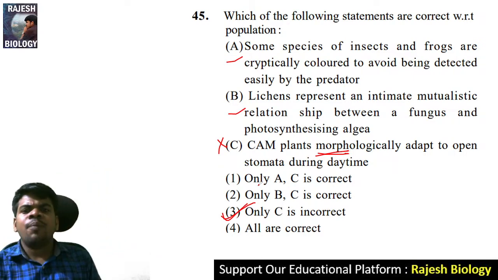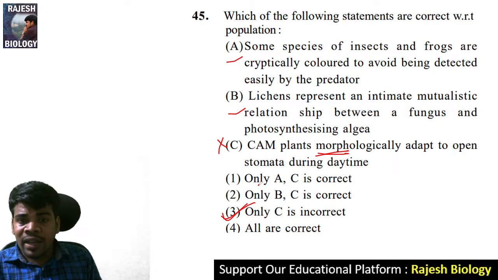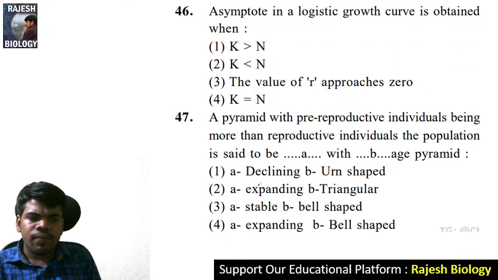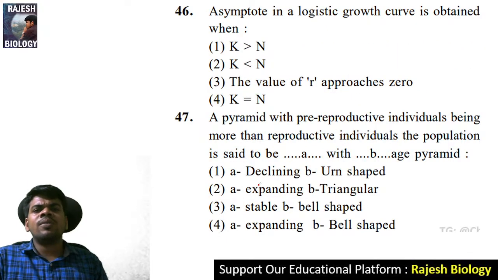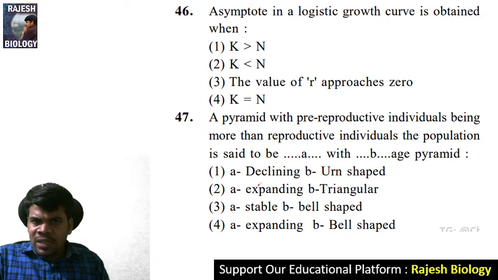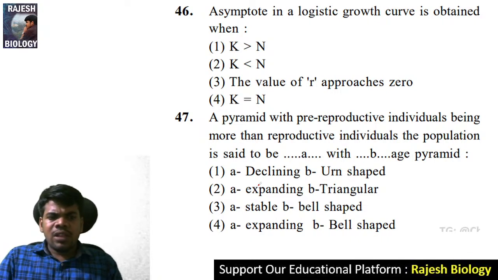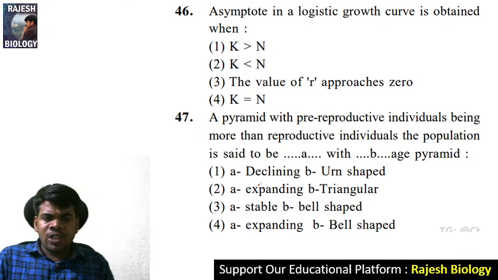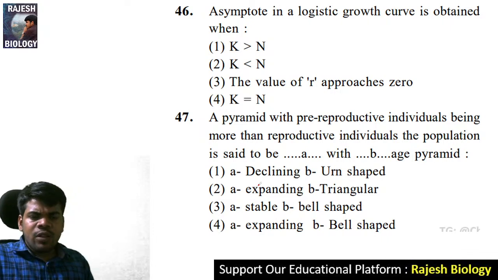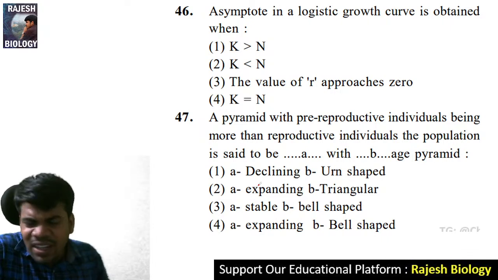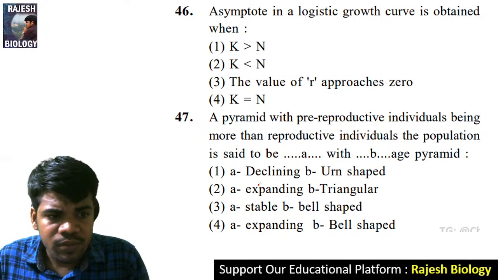Okay. CAM plants, they adapt to open stomata during daytime. I think maybe it is night time. The CAM cycle we can observe in desert plants, I think. I don't know much more about the botany, but in the cycle the stomata opens. This type of special cycle is observed in the xerophytes, maybe. And it is not a morphological adaptation.